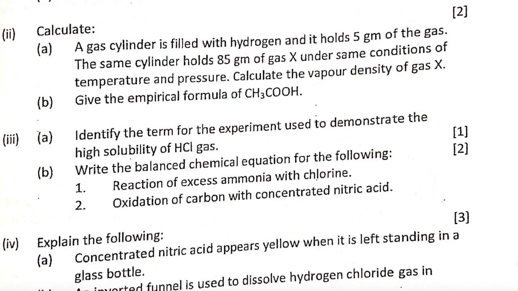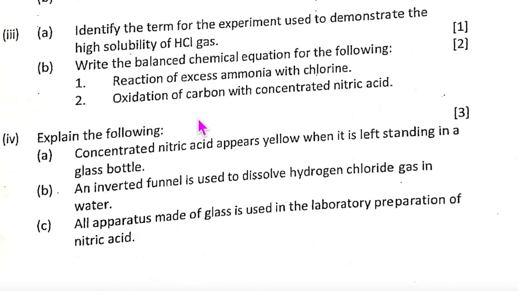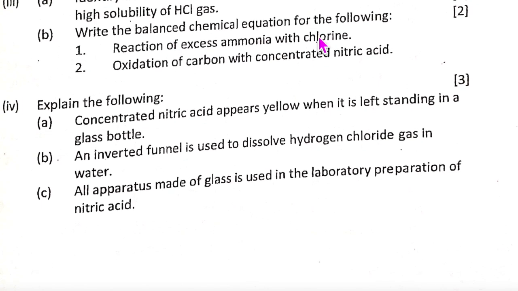Identify the term for the experiment used to demonstrate high solubility: fountain experiment. Balance the equations and give. Excess ammonia with chlorine is 8NH3 plus 3Cl2. Remember that this is the page where the maximum number of 3's are there. This gives you 6NH4Cl plus N2.